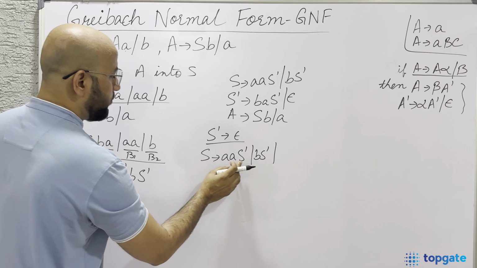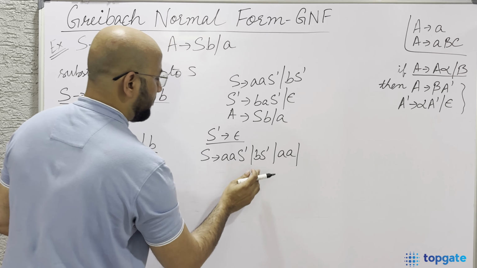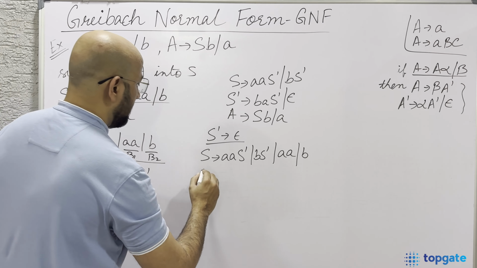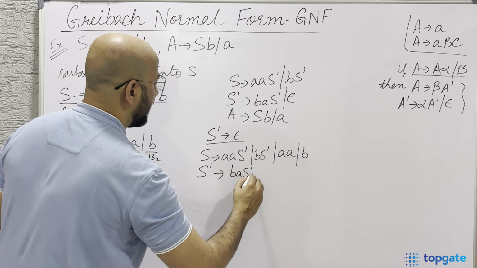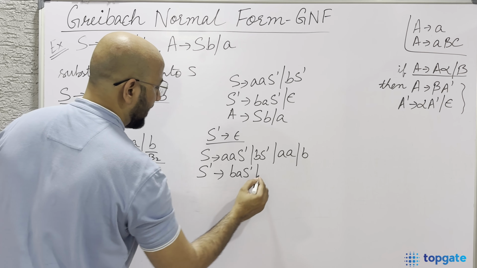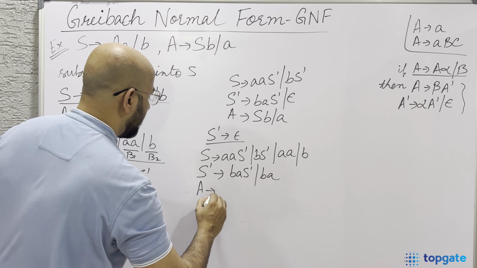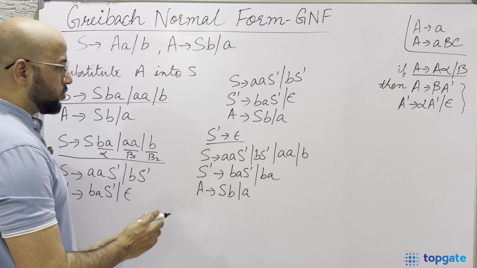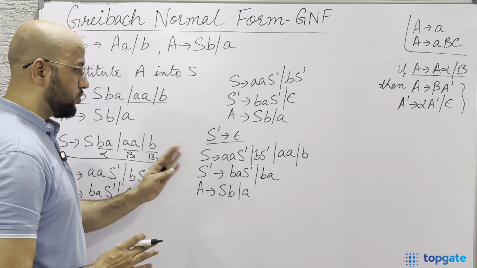Let's see what happens. If I put a null value here, I'll get only AA. And if I put a null value here onto this S dash, I'll only get small b. Clear? Then we have S dash as BAS dash, and then this null has been eliminated. And if I keep a null value here, I'll get only BA. Clear? And then we have A tends to SB slash A. Now this is the grammar we have. In this one, there is no left recursion, you can see, there is no null, and there is no unit.